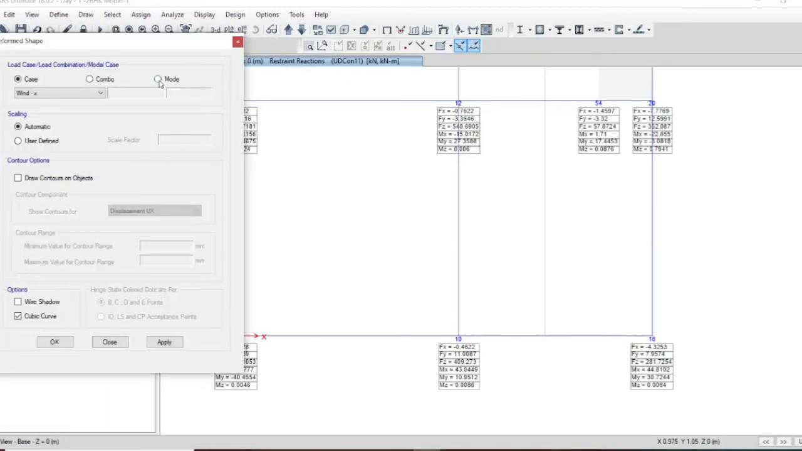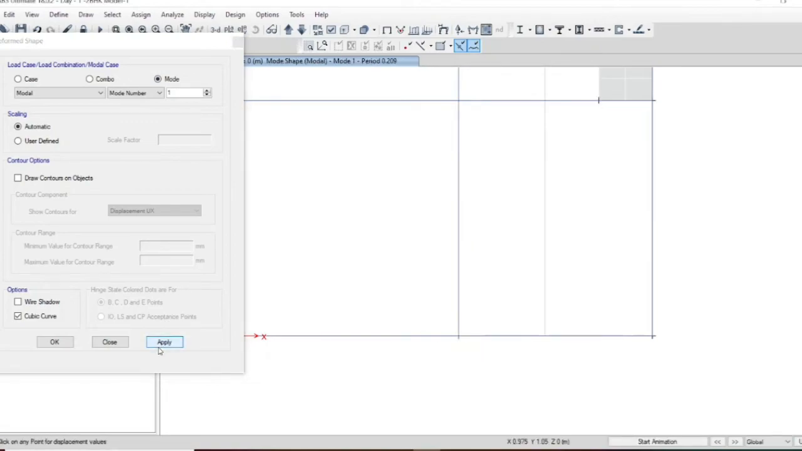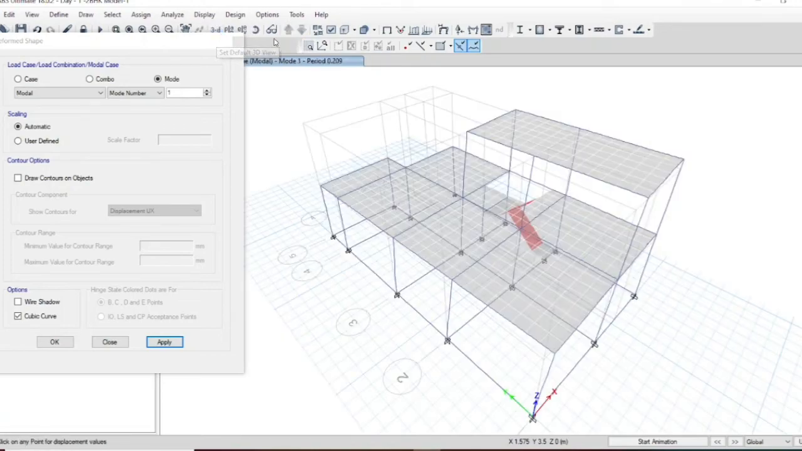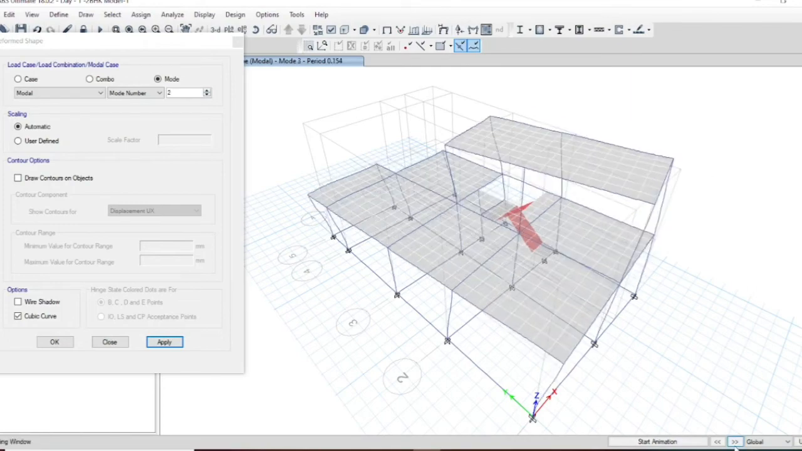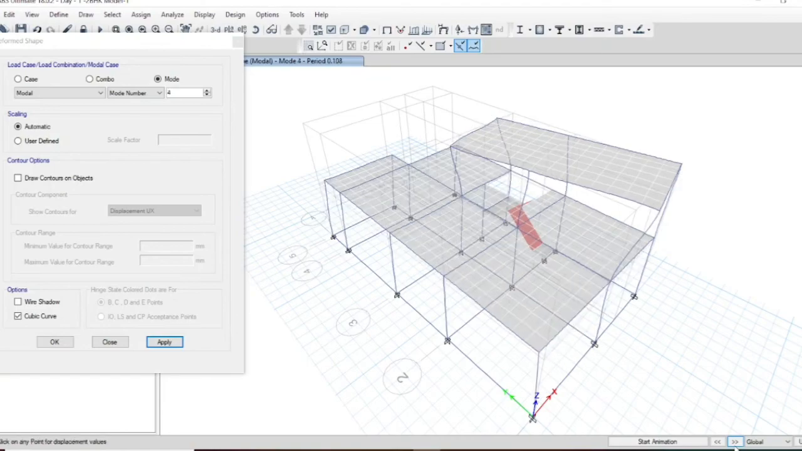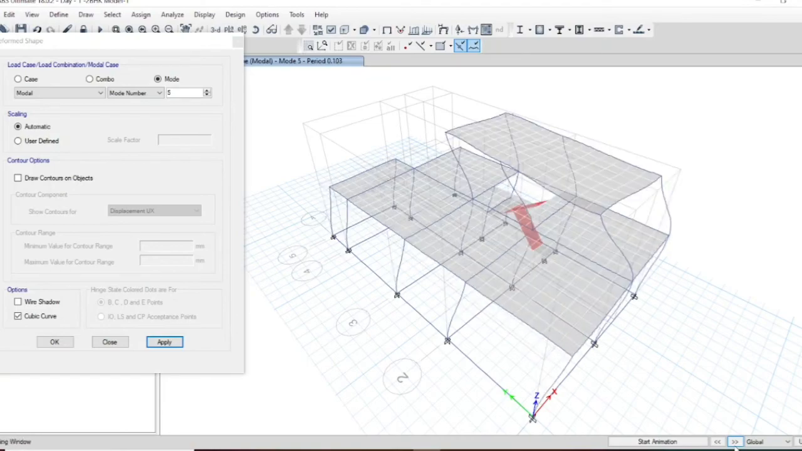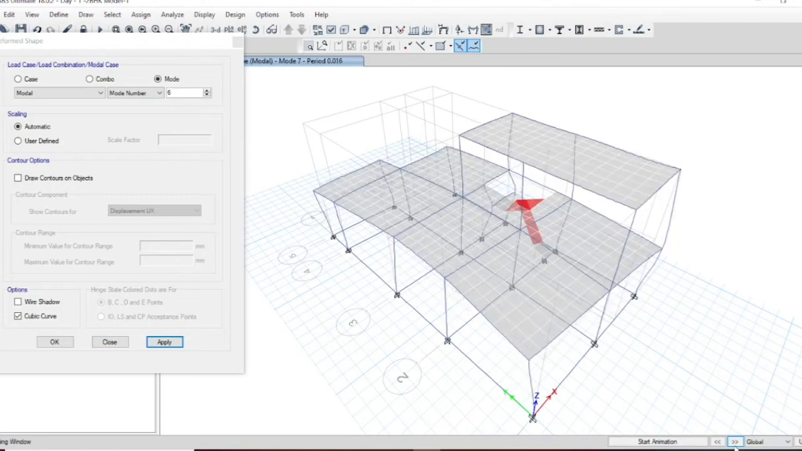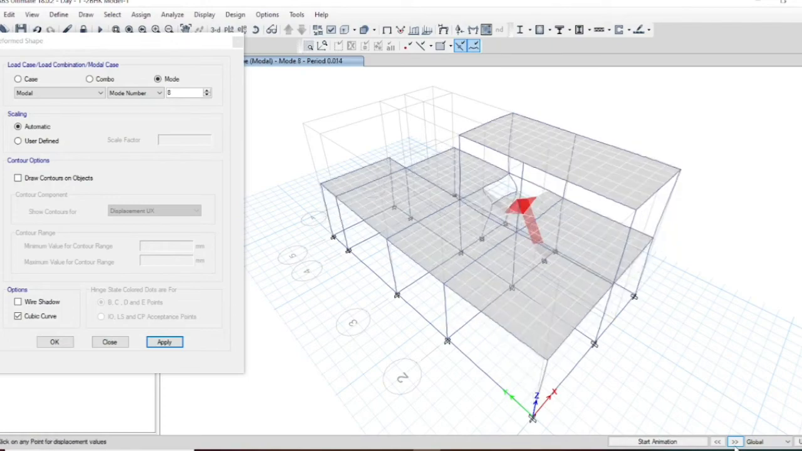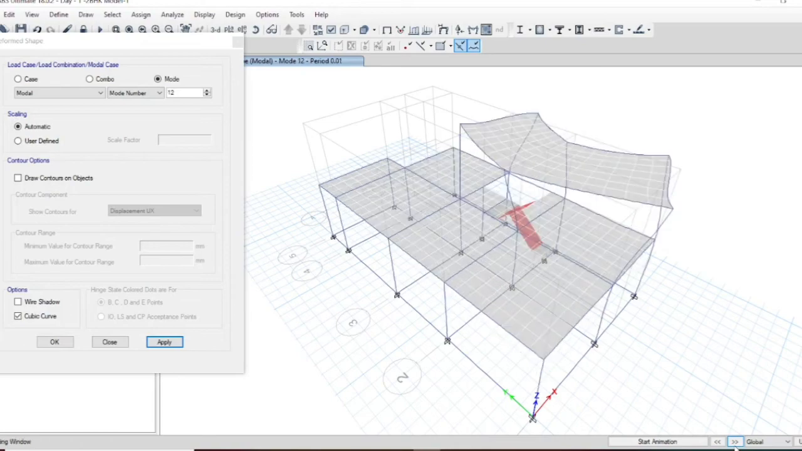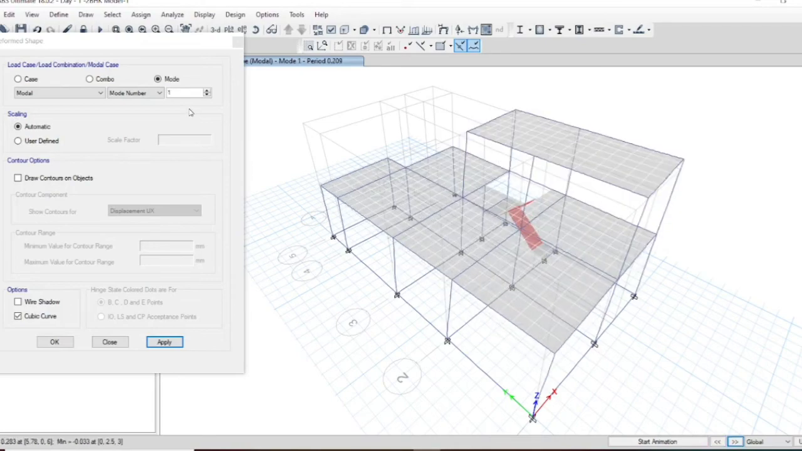Mode shape will be very useful when you are doing dynamic analysis. In 3D you can view this. This is the second mode shape, 3, 4, 1. These are the different mode shapes for a structure. This will be useful when you are doing earthquake analysis. So we have 12 modes.